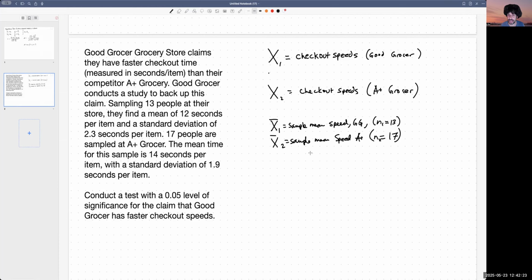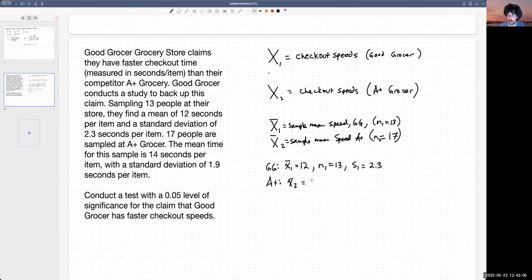That's what's happening behind the scenes. And so with that in mind, the data that we have for Good Grocer: we have a sample mean of 12 seconds per item. I suppose this time must include bagging and all that stuff. It shouldn't take 12 seconds to check out one item, but it's probably an average over your entire trip through the line. But anyways, we get our sample mean of 12. We already said we have a sample size of 13, and then a standard deviation is given of 2.3 seconds per item. I'm leaving the units off just to make it simpler down here.